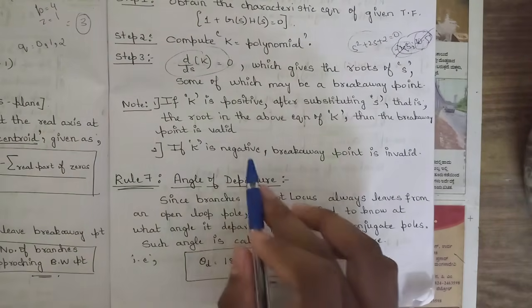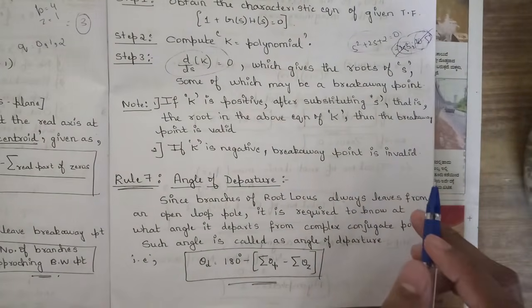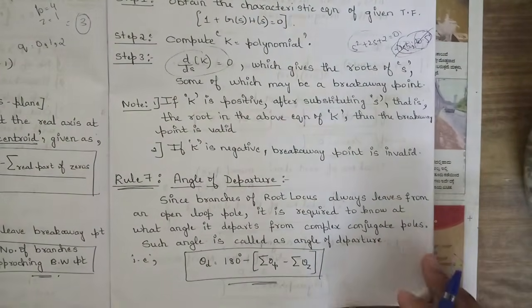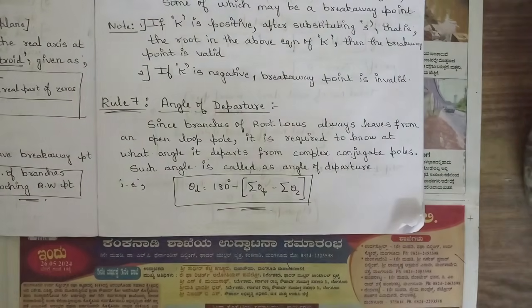Simply, if the value of k is negative when we substitute any one of the roots, then the breakaway point is invalid. From that we can see whether the breakaway points are valid or invalid. So now let's take rule number 7, angle of departure.